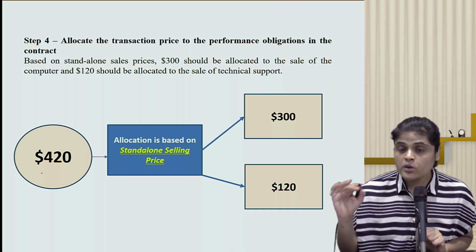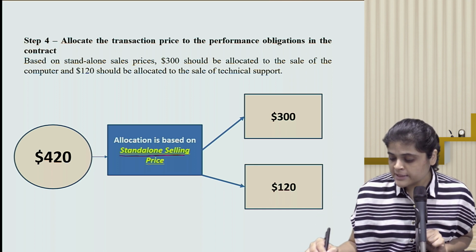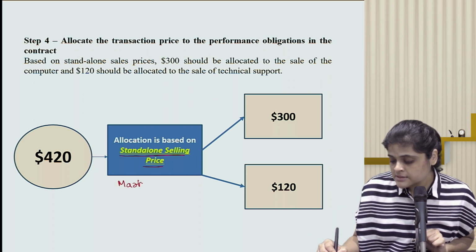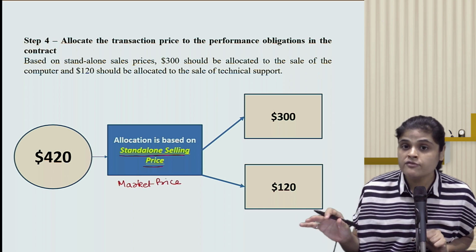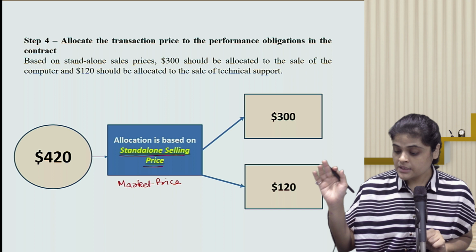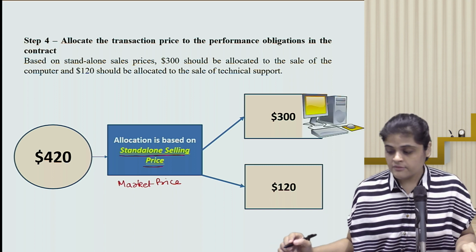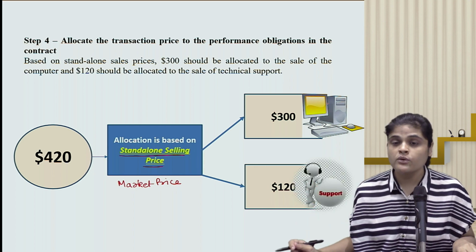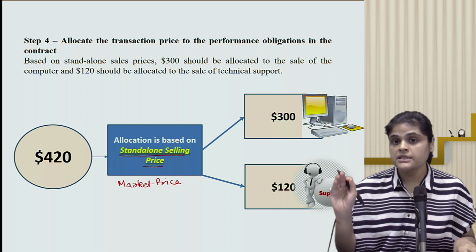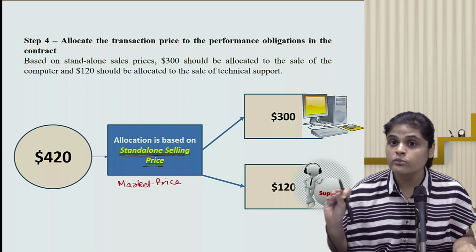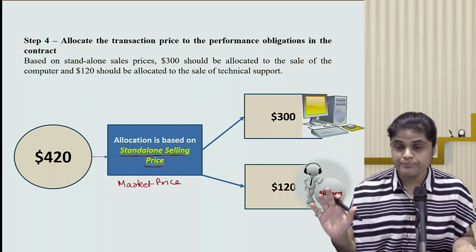We will allocate $420 based on standalone selling price. What do you mean by standalone selling price? Their market price, the price which the buyer would pay for the computer individually or for the technical support individually. So for the computer, we will allocate $300 out of $420 received, and we will allocate $120 for the technical support. Now, when are we going to record $300 or when are we going to record $120? That we will see in the last step.